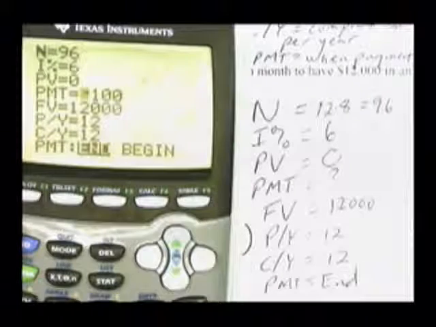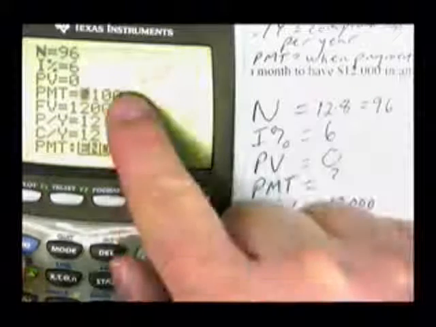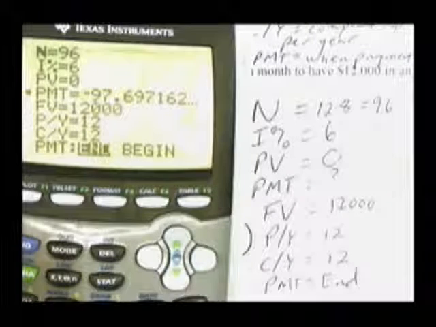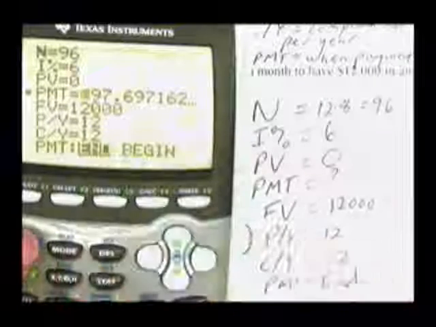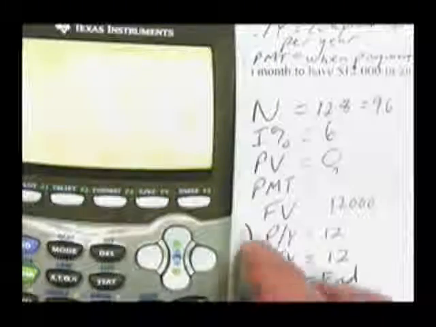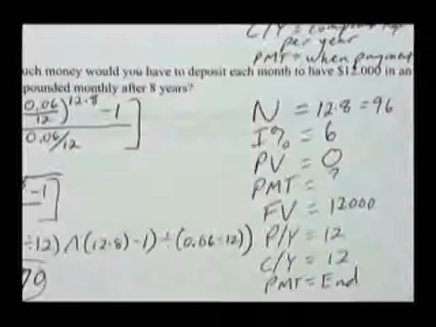Now I want to solve for my PMT, so I'm going to go up and highlight PMT. I'm going to hit alpha, enter, and it tells me $97.70, and it's negative because it's coming out of my pocket. So that's the idea on annuities and sinking funds.